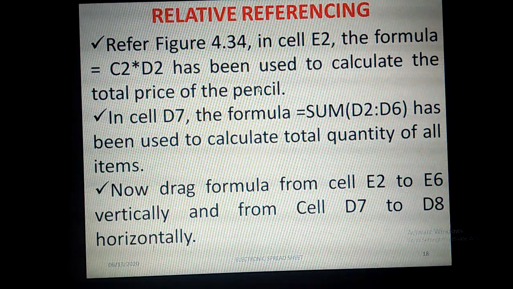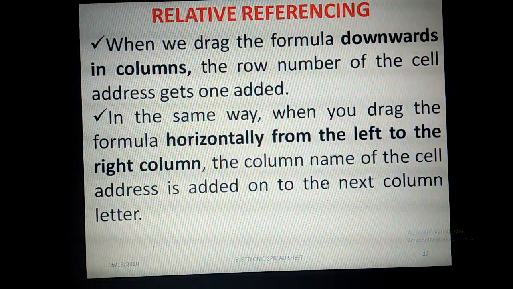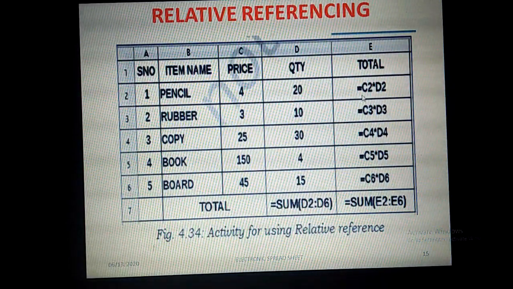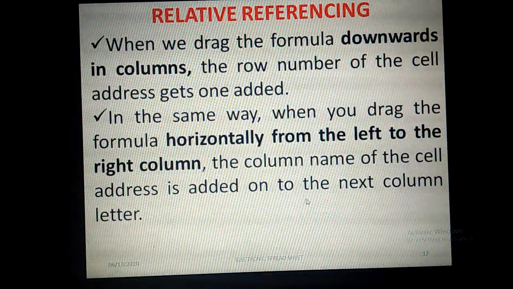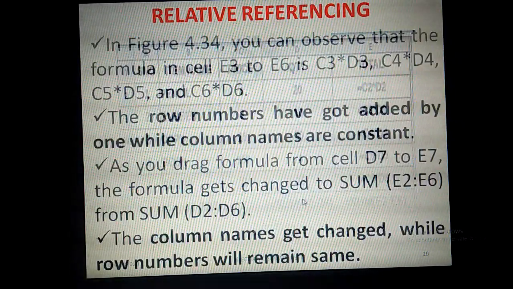to calculate the total price of the pencil. In cell D7 the formula equal to sum of D2 colon D6 has been used to calculate the total quantity of all the items. Now drag the formula from cell E2 to E6 vertically. So the same formula here, E2 to E6 vertically, is going to be copied here, and horizontally the sum of D2 colon D6 is going to be copied in a horizontal way.